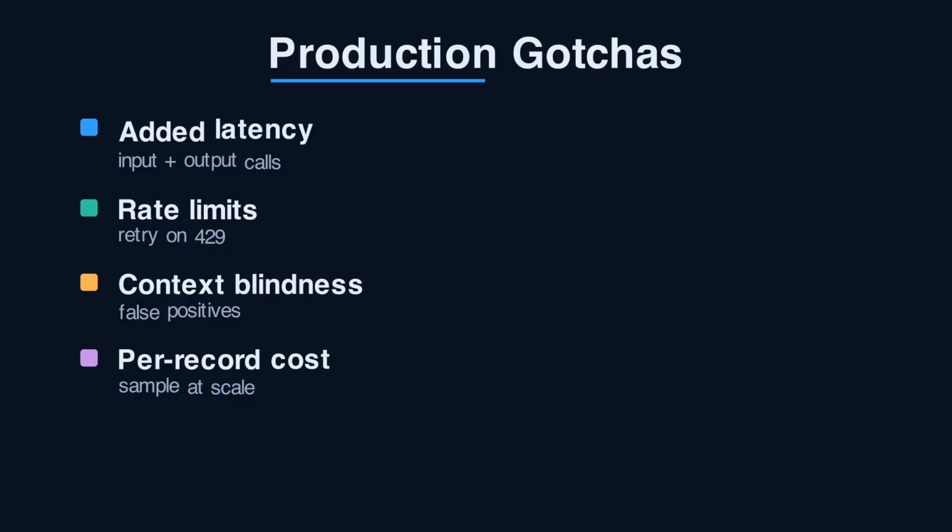Third, language and context. Accuracy varies by language, and the model judges short snippets without conversation context, which drives false positives. Fourth, cost. It's priced per 1,000 records, so screening every message at scale adds up. Sample low-risk traffic if budget matters. Always confirm limits and pricing in the current Azure docs before you commit a design.